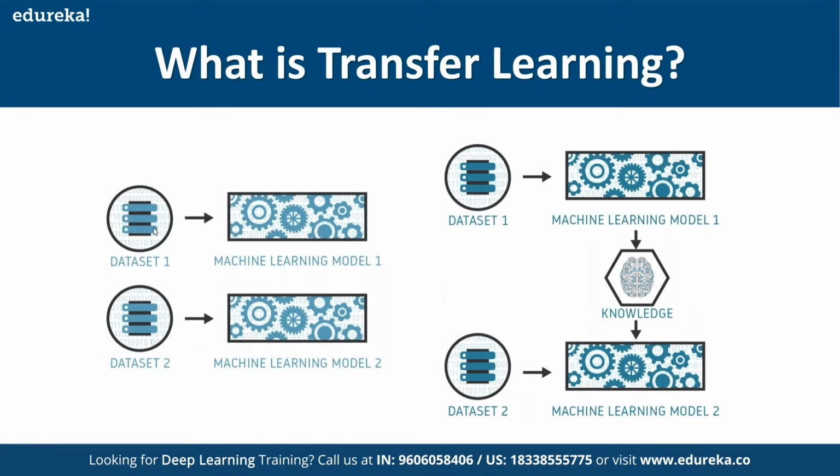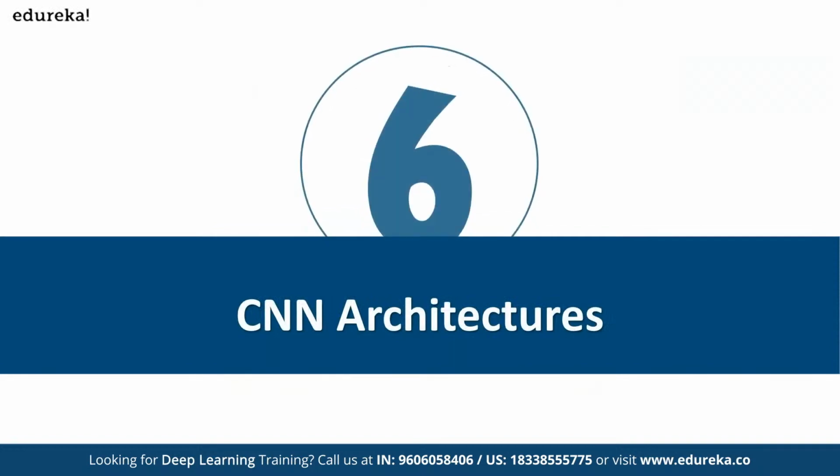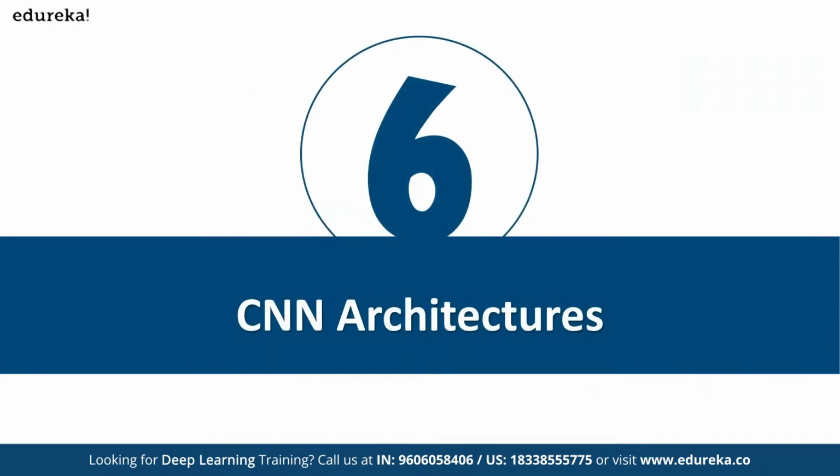Let's say I have data set one, where I've trained my machine learning model one, and I have data set two, where I've trained my machine learning model two. In the case of transfer learning, we'll make use of the learning from model one, which we got by training on data set one, and then use that learning to train on the new data set two.